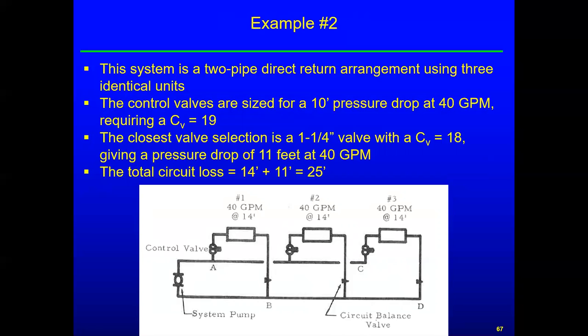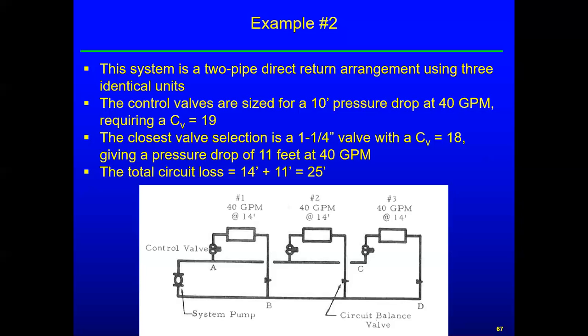Okay, so control valves again are sized for 10-foot pressure drop at 40 GPM, and all the zones are the same. And we say that requires a Cv of 19. Again, we can check that. So we want 10 feet divided by 2.3 equals 4.35, square root, 2.085, store 1. And then I take the 40 GPM divided by 2.085 divided by recall 1. And that comes out 19, really 19.18, but 19.